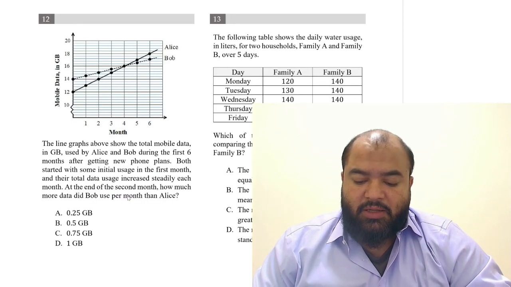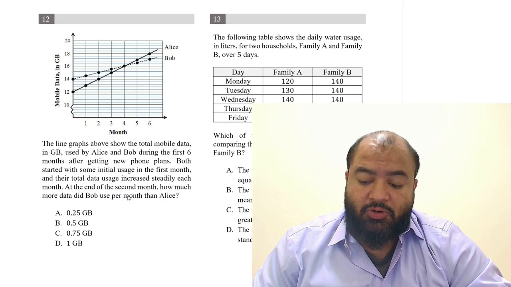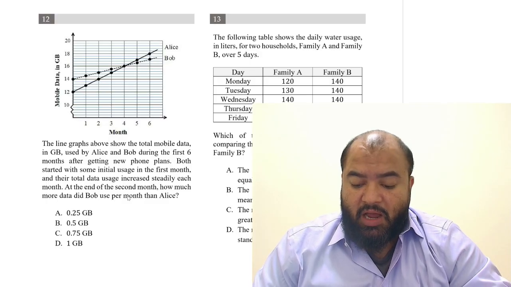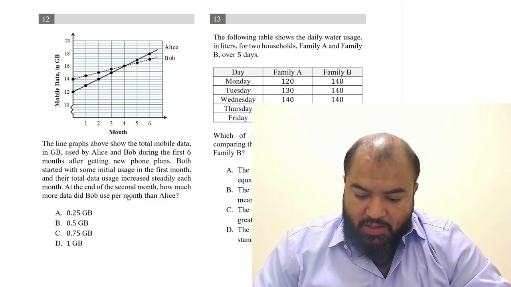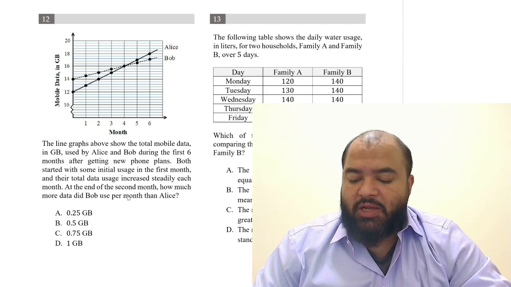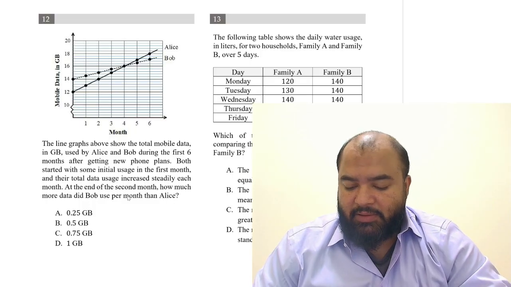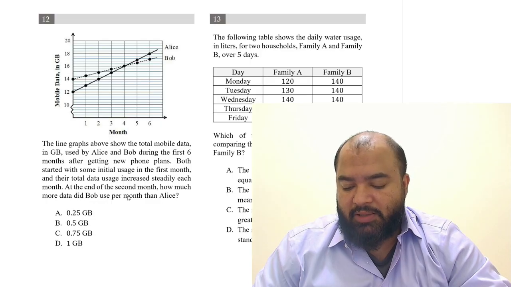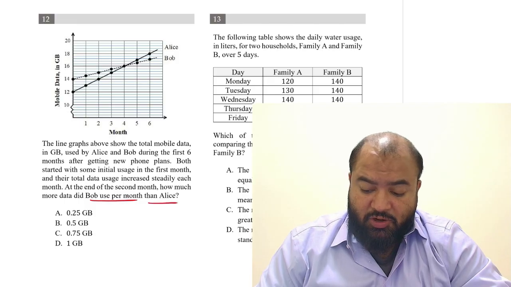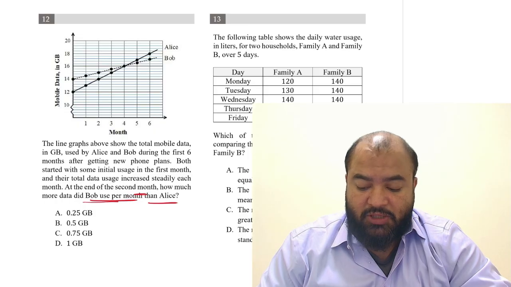Number 12. The line graphs above show the total mobile data in GB used by Alice and Bob during the first 6 months after getting new phone plans. Both started with some initial usage in the first month, and their total data usage increased steadily each month. At the end of the second month, how much more data did Bob use per month than Alice?